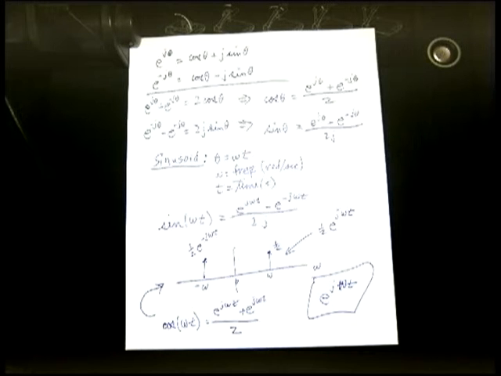So there is the basis of the positive and negative frequencies just coming out of Euler's identity. It just falls right out.